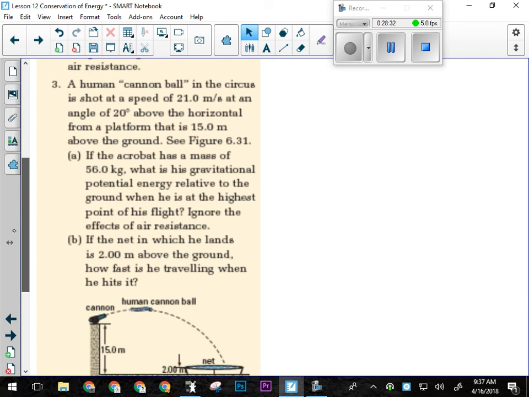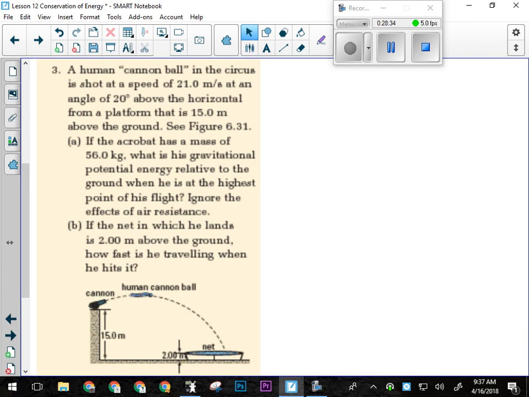So in number 3, you have a human cannonball who is shot from the cannon at 21 meters per second, 20 degrees above the horizontal, from a platform that's 15 meters above the ground. They tell us the mass of the acrobat. We're looking for what his gravitational potential energy relative to the ground is when he is at the highest point in his flight. We want to ignore the effects of air resistance there.